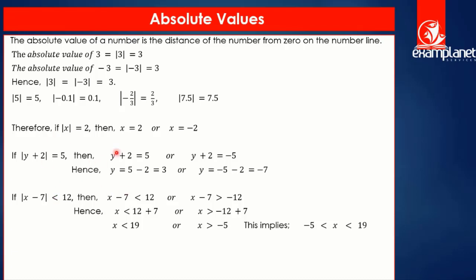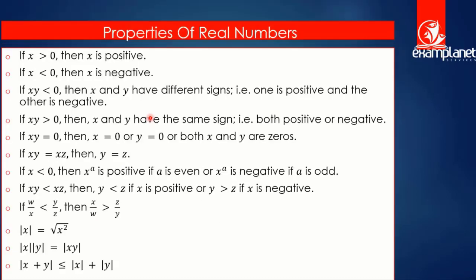All right, so now we have these properties of real numbers that you can note to help you answer your questions faster. Okay, one, if x is greater than 0, then x is positive. Anything greater than 0, when you see this statement, that's really telling you that x is a positive number. For any number to be positive, it must be greater than 0. Two, if x is less than 0, then x is negative. Anything less than 0 is negative.